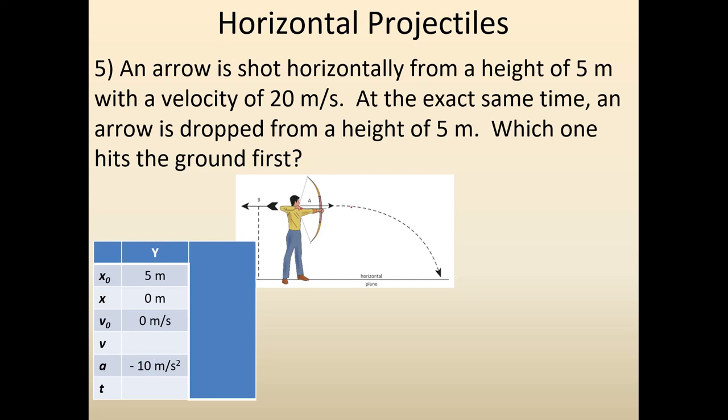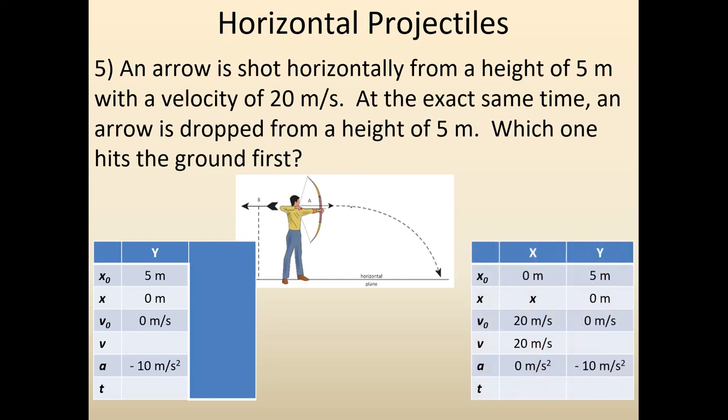When I do the same thing for the horizontally shot arrow, my chart looks like this. Same numbers for the y. In the horizontal, we're going to say that this is 0, that the 20 meters per second is horizontal, and the acceleration 0. Now notice the y values are the same. And one of the things I mentioned in the previous problem is that these y values will end up being used most of the time to find time.